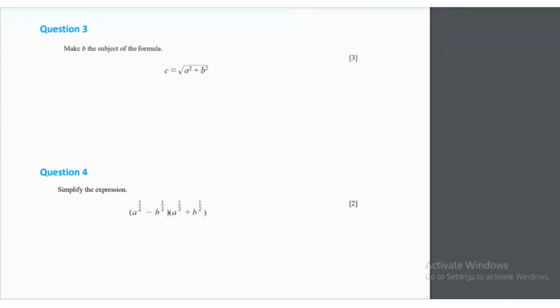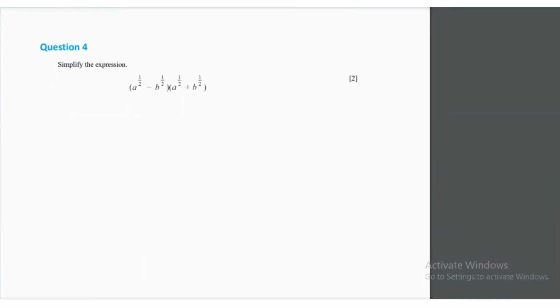Next, if you look at question number 4, it says to simplify the expression. So we expand the brackets, but in this case, what we have is indices. Each variable has a power, and when you expand the brackets, we're going to apply one of the rules of indices. First, we're going to expand the bracket. Like we did last time, a to the power of 1 over 2 gets multiplied with both the terms in the second bracket, and then negative b to the power of 1 over 2 gets multiplied with both the terms in the second bracket.